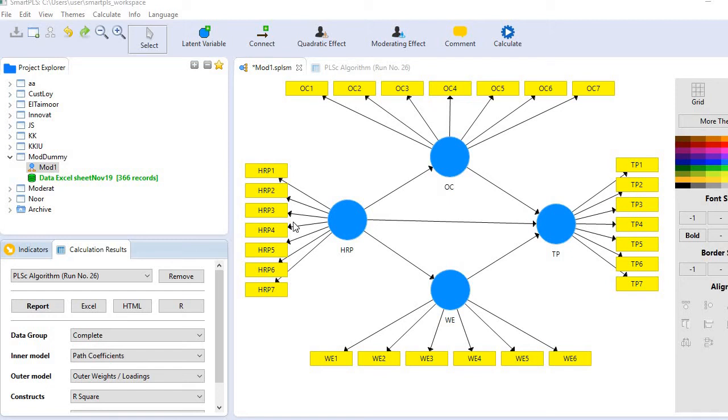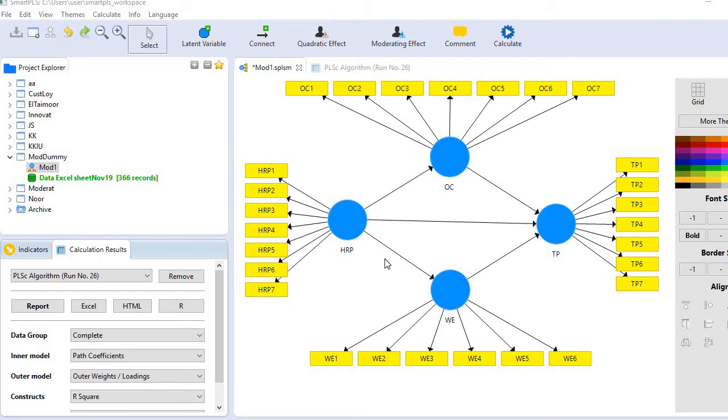In this video, I'll demonstrate how to run multiple mediation analysis with SmartPLS 3. You see, in this model, I have four variables, one IV, one DV, but two mediators. So you see here, HRP means HR practices, TP means the team performance, OC means personal commitment, and WE means work engagement.